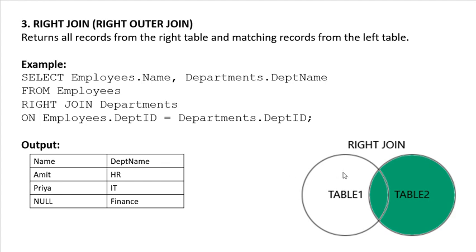So all the data from table 2, the department table, is shown. First, Amit is in the HR department, Priya is in the IT department, and Rahul's data does not match table 2, so it is not printed. But Finance gives department 4, so Finance has to show, but no name is given, so null values show in the names column.